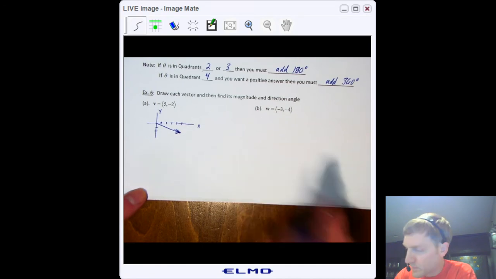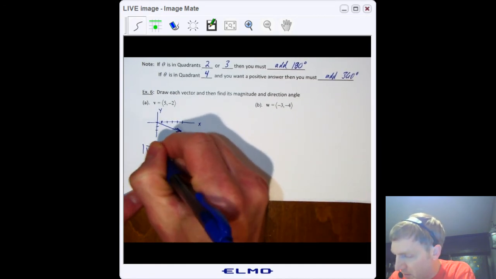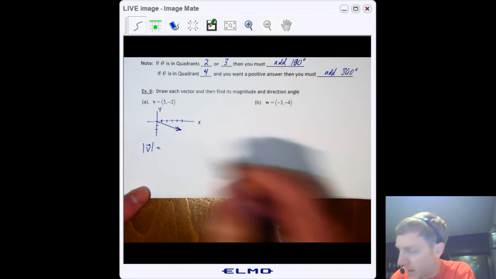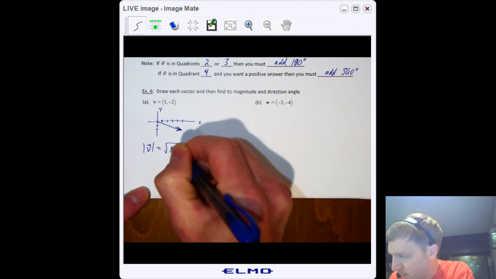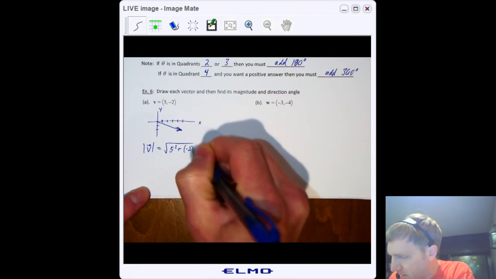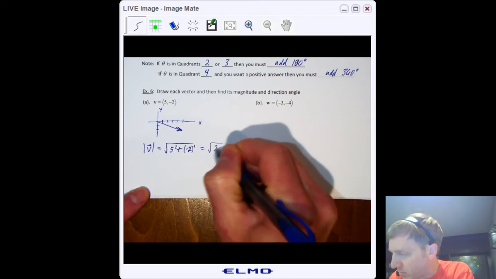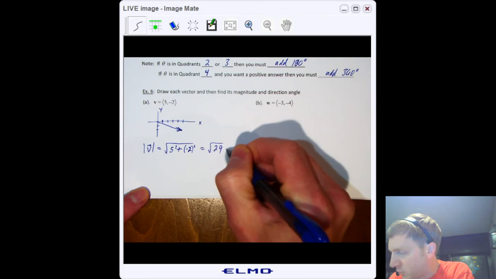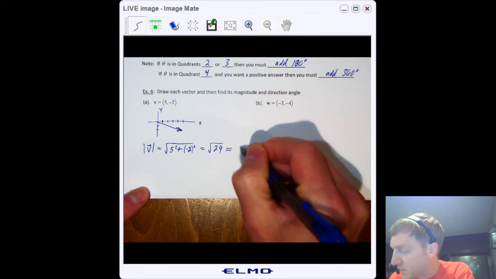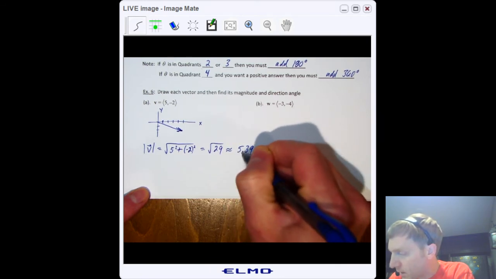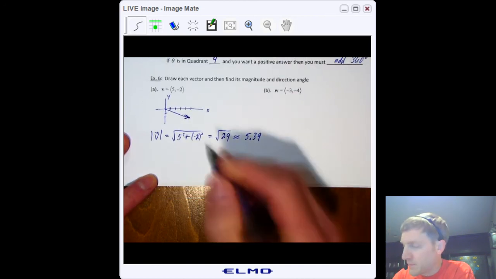So first thing, find the magnitude of that vector. All right, that's what we did on the last video, right? That's just the square root of a squared plus b squared. Pythagorean theorem. So it's just the square root of 5 squared plus -2 squared. So it's the square root of 29. Okay. And if you want to get a decimal approximation, that is about 5.39. Okay. Now, so that was the old problem.